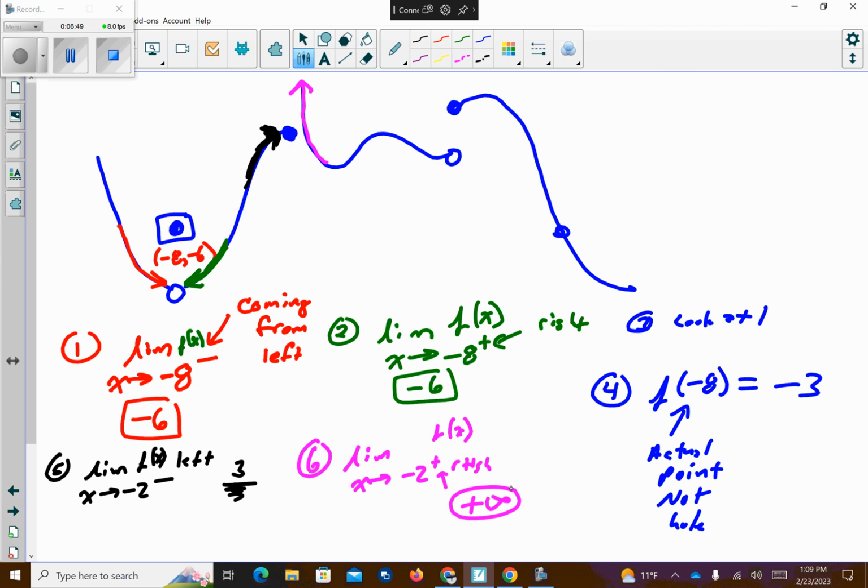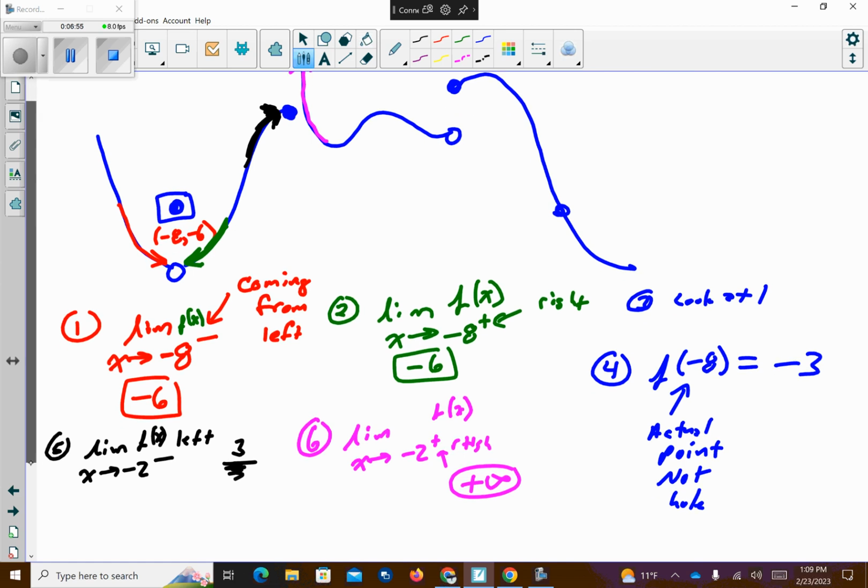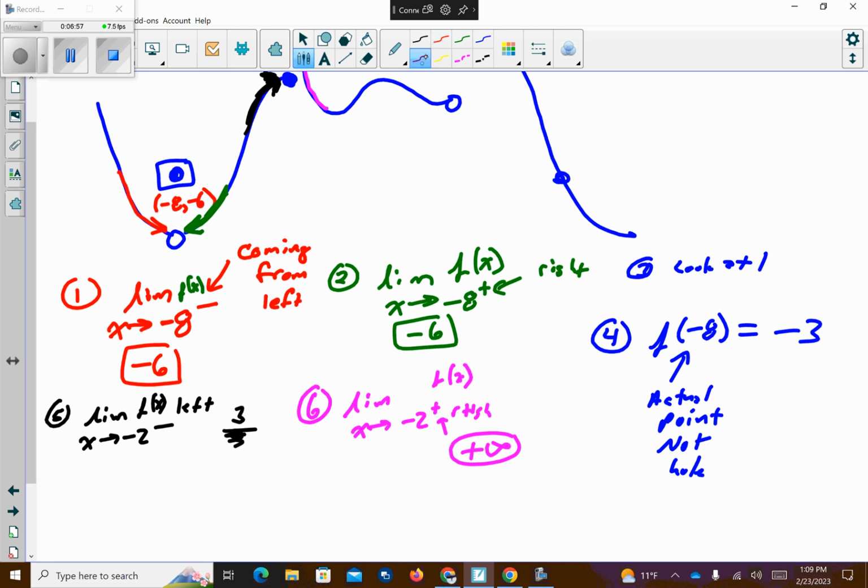Okay? Now, I know I didn't ask you this, but this is going to tie right into number 7. Number 7 is what is the limit as x goes to -2, and it doesn't have a positive or negative. So this means it has to go both sides to the same location.